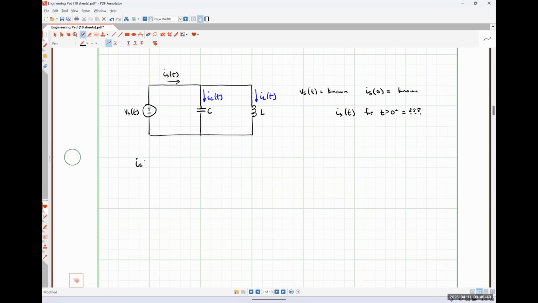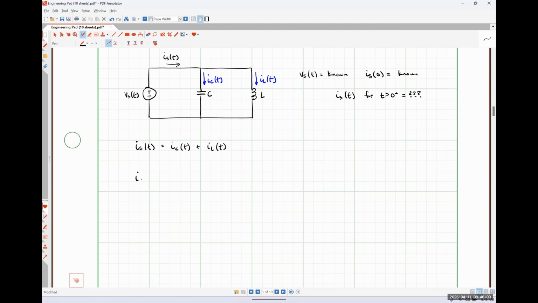So I can say that IS of t is simply going to be equal to IC of t plus IL of t. I don't know what either IC of t or IL of t is, so now I'm going to have to use those current-voltage relationships for capacitors and inductors to sort that out. So let's start with the capacitor.